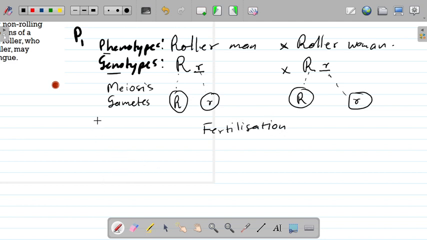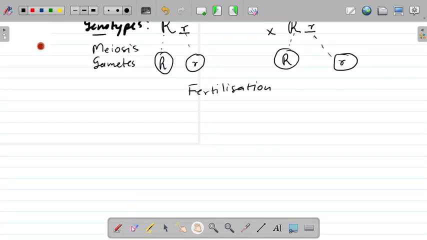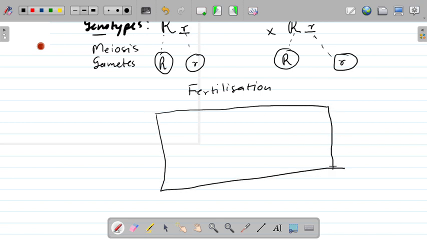of gametes. When you have your fertilization of gametes, that's when you draw your Punnett square, based on the gametes that you have. Therefore, there you go.